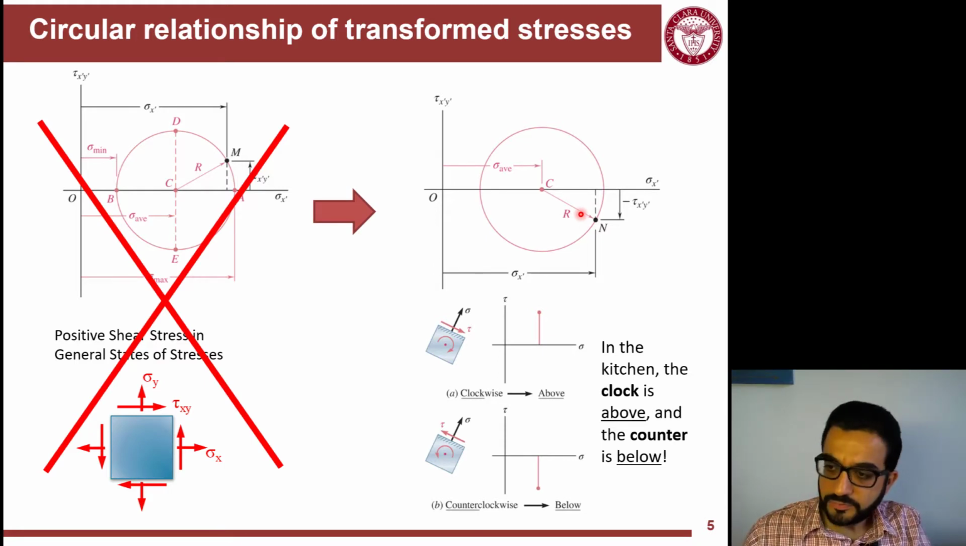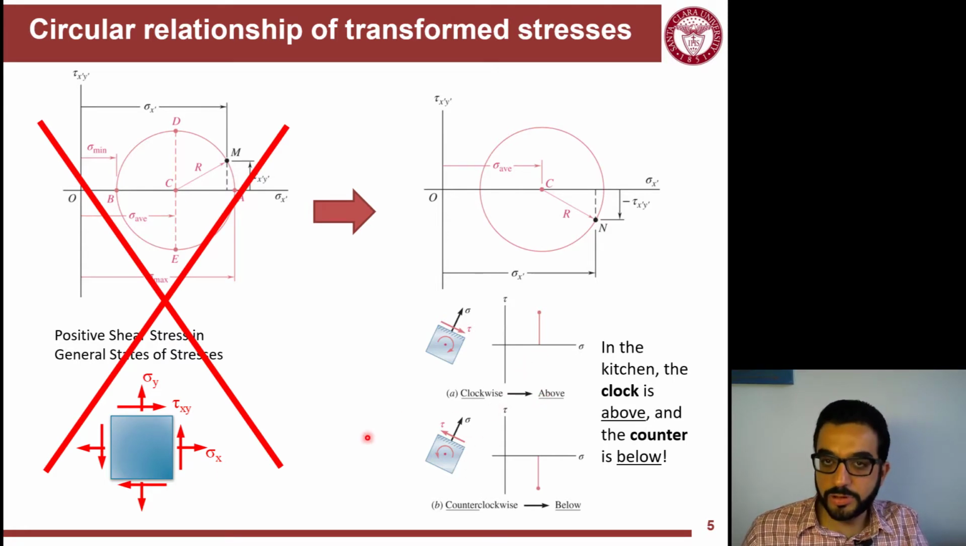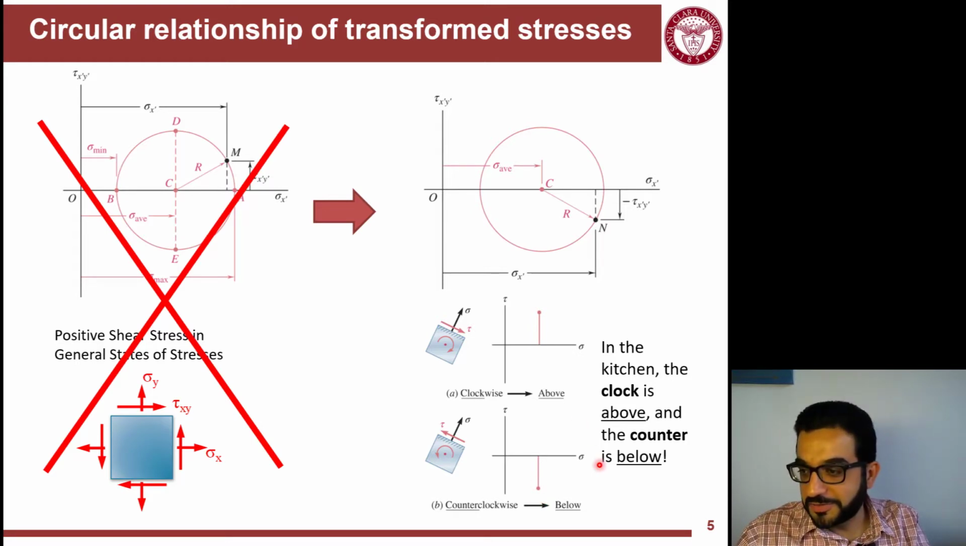The point is, if on any surface, when I plot the stress here, it is causing clockwise rotation around the center of the block, this means it should be plotted as a positive value, above the axis. But if it is causing counterclockwise rotation of the block around its centroid, then it will be plotted as negative, or below. As a little song here: in the kitchen, the clock is above and the counter is below.